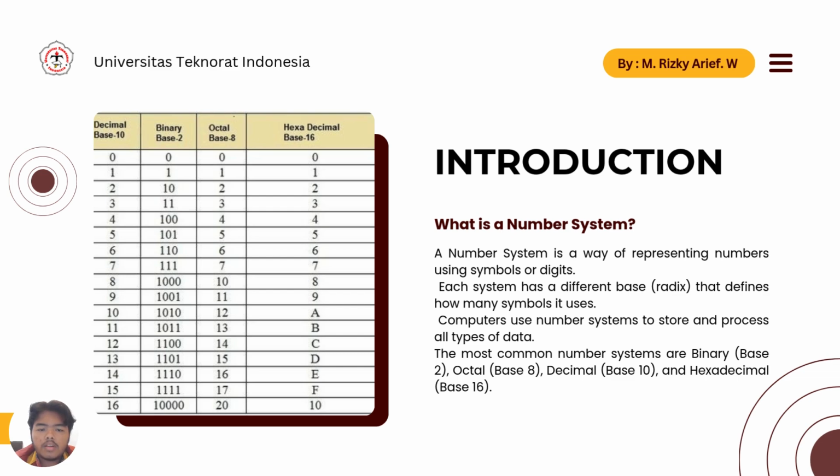Introduction. What is number system? A number system is a way of representing numbers using symbols or digits. Each system has a different base, or radix, that defines how many symbols it uses. Computers use number systems to store and process all types of data. The most common number systems are binary, base 2 digits; octal, base 8 digits; decimal, base 10 digits; and hexadecimal, base 16 digits.